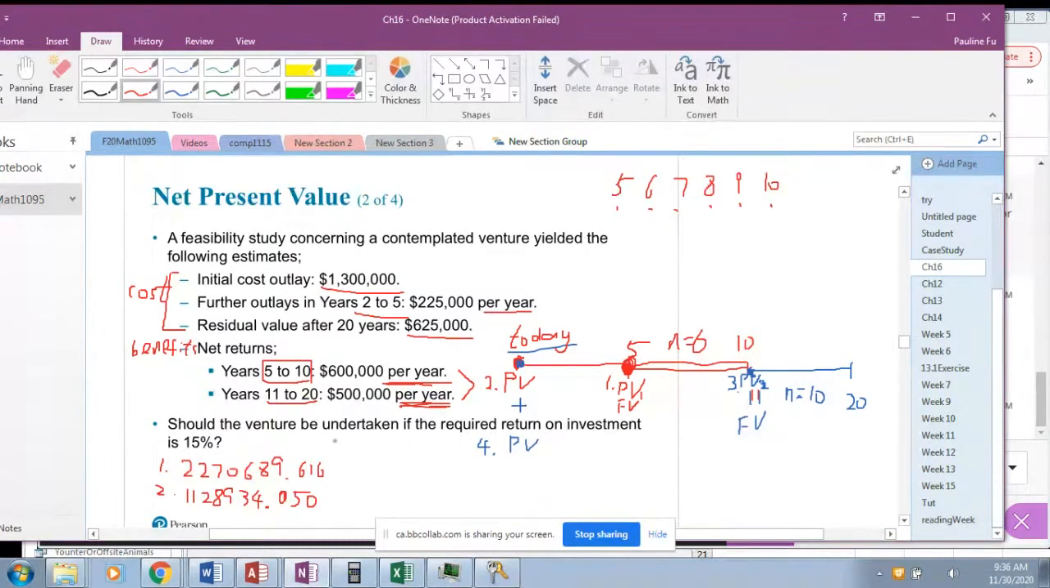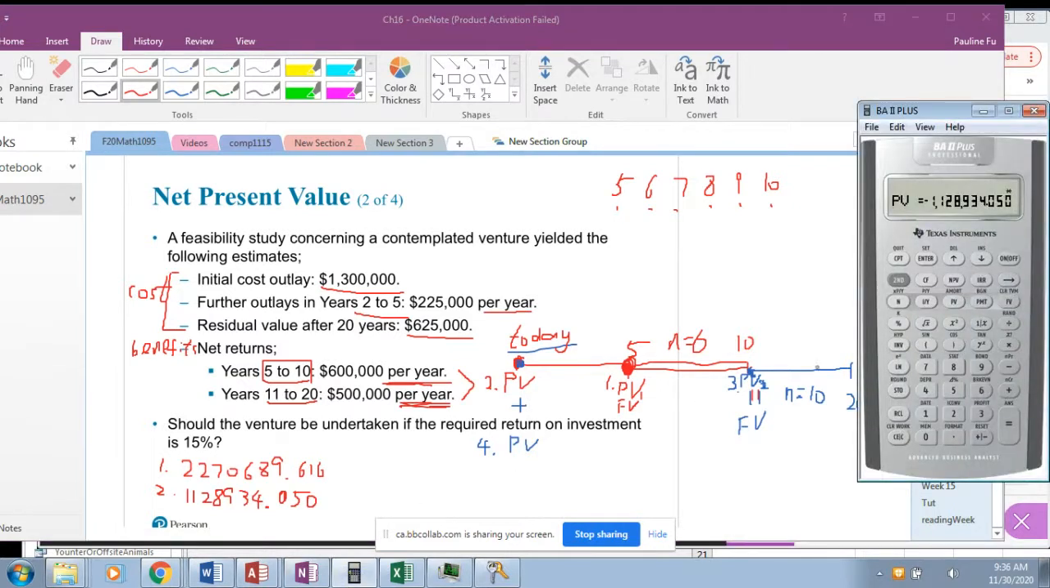The required return on investment is 15%. It didn't say anything, so by default it is annually. Okay, so I answered those two questions. Now I need to double check this number because it does not agree with the number we get from the calculate formula. So I'm going to double check this number.